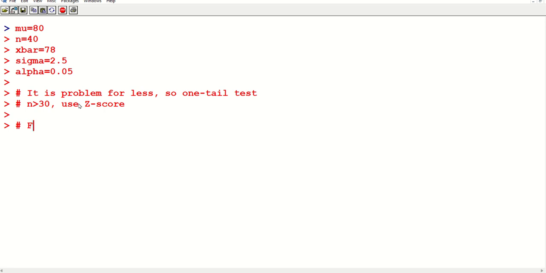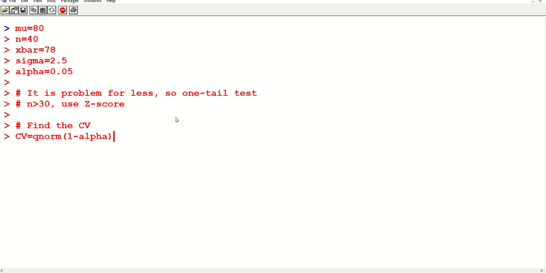Hash. First find the critical value CV, and in case of less, what is the critical value? Same. There is no change like the previous question. So Q norm of 1 minus alpha, 1 minus alpha.